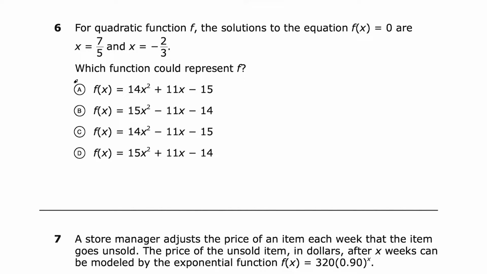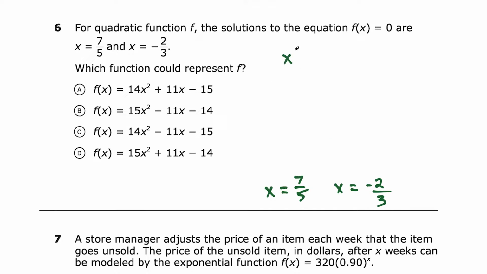Now, one thing we could do here is just use the calculator. We could plug these x values into the equations here and see which one gives us f of x equals 0. Or we could graph all of these and see which ones hit the x-axis at 7/5 and -2/3. But if we want to do this with just algebra, we could start off with the roots x equals 7/5 and x equals -2/3, and work our way backwards to the function.